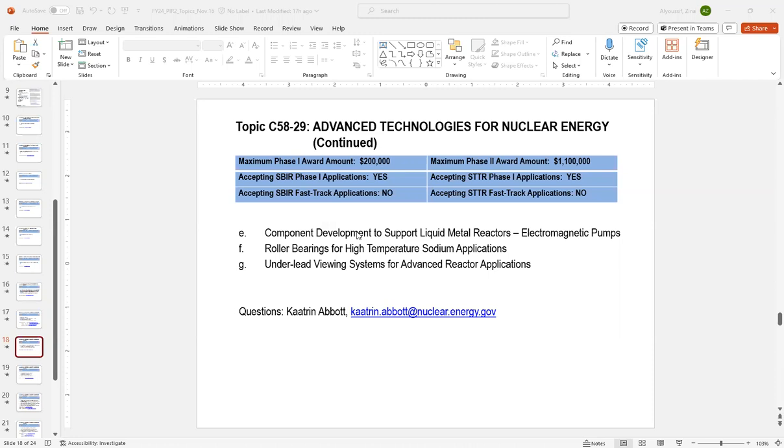We're seeking applications for collaborative small business partnerships from a U.S. company or companies. We do welcome multiple applicants in one proposal to advance liquid metal reactors. Potential areas of collaboration for this topic include, but aren't limited to, development of a small electromagnetic pump that could be tested in a high temperature prototypic sodium environment, or development of insulation technology for an electromagnetic pump that can withstand high temperatures and gamma and neutron radiation during liquid metal reactor operations.